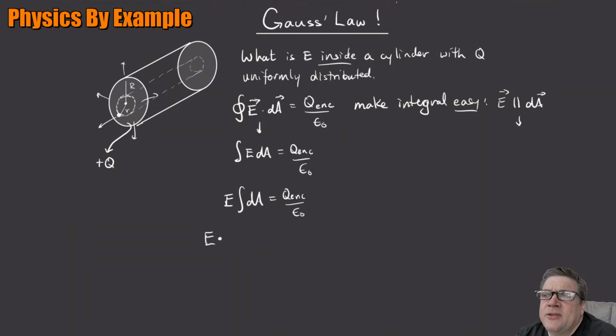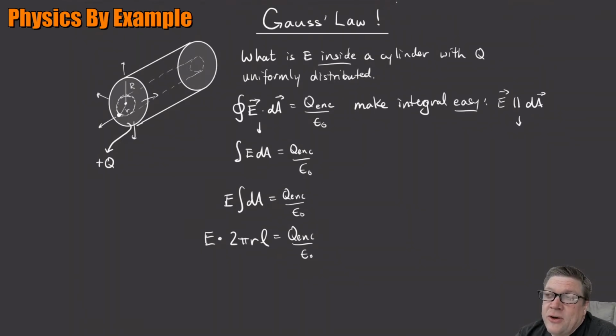Well, it's just going to be the circumference of a cylinder times its length. So it's just going to be 2 pi rL is equal to Q enclosed over epsilon naught. Okay, so anyway, the left-hand side looks pretty much done. I've avoided doing the integral, except to just make it a surface integral, which is easy. Now on the right-hand side, I've got this Q enclosed.